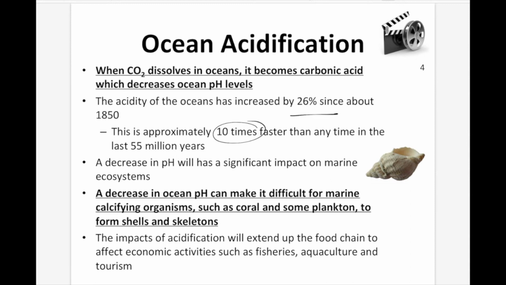People may not be so concerned about things like coral and plankton, but you have to keep in mind that it's all just a big food web. If one species is affected, then the next organism that eats it and the one that is eaten by it are also affected. So it can have significant implications up and down the food chain, which will eventually affect things like fisheries, aquaculture, and tourism.